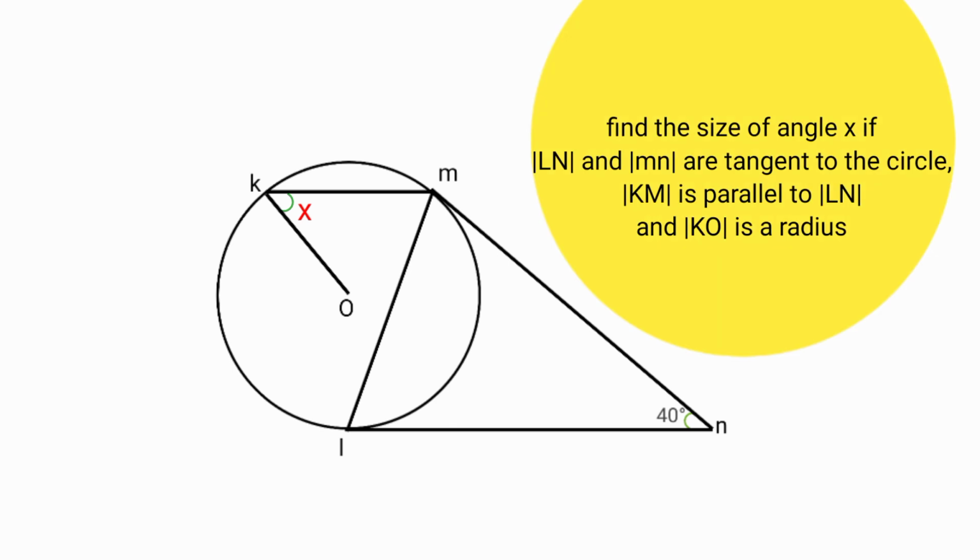We're going to solve this question here. The question says, find the size of angle x, which is this angle here, if this line LN and line MN are tangent to the circle at this point M, and line MK is parallel to LN, and this line KO is the radius of the circle. So how can we solve this?